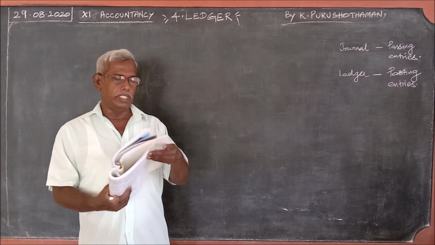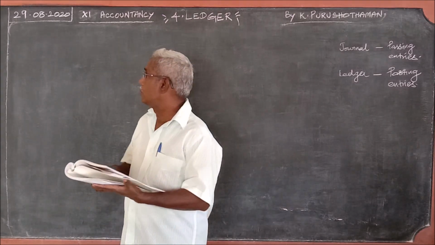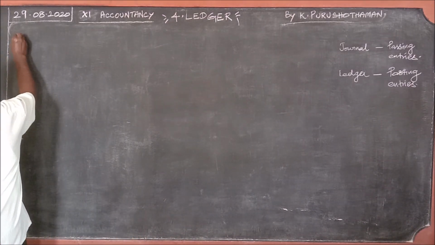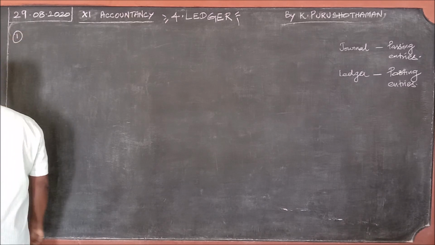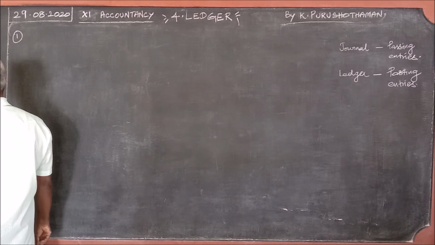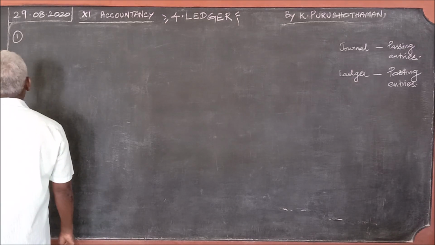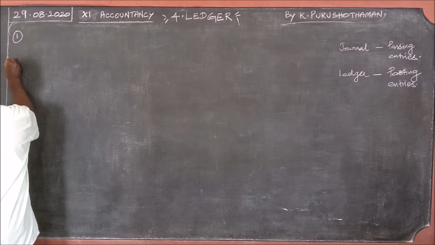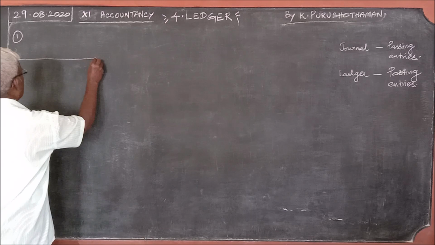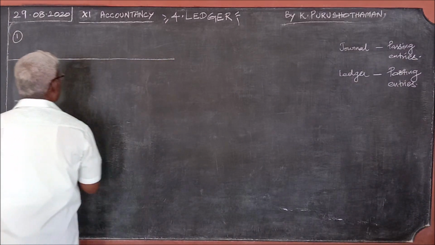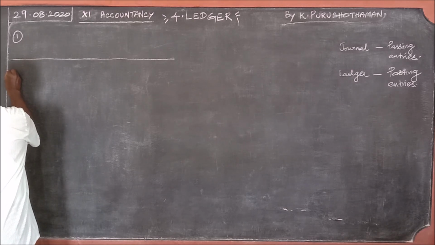Now I am passing on to the exercise, problem number 1 from the exercise. Journalize the following transactions and post them to ledger. So, what are the 3 transactions? For those 3 transactions, we should pass entries in the ledger.